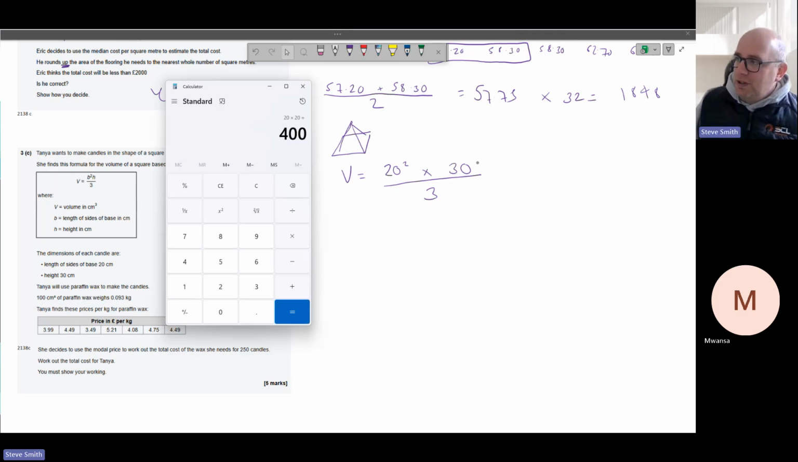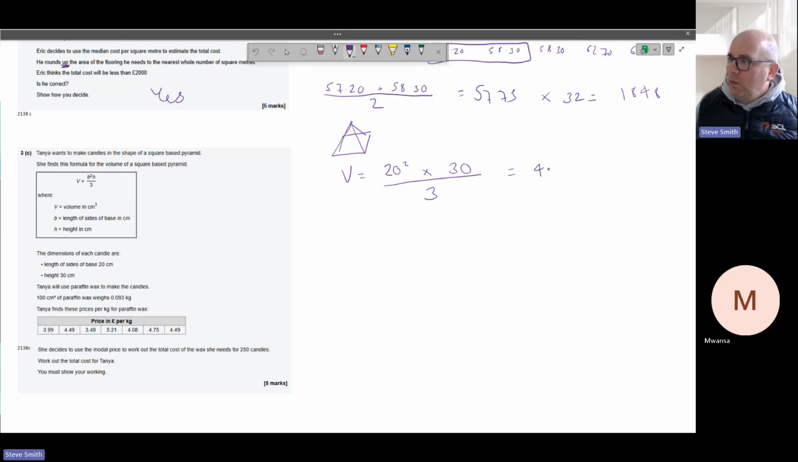So it's 400 times 30 divided by 3. So 400 times 30 is 12,000, divided by 3 equals 4,000. So each candle is 4,000 centimeters. Because it's 3D, it's cubed, it's a 3 on there. So that's one candle. Tanya will use paraffin wax to make these candles.